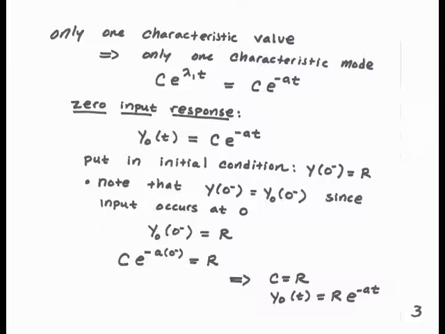So y0 at time 0 minus is equal to r, which tells us that the constant in y0 of t equals c e to the minus a t. That constant c is equal to r. So we have y0 of t equals r e to the minus a t, where r is the specified initial condition.